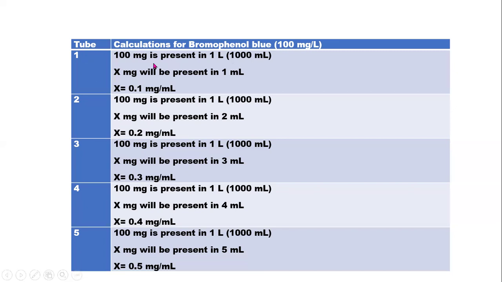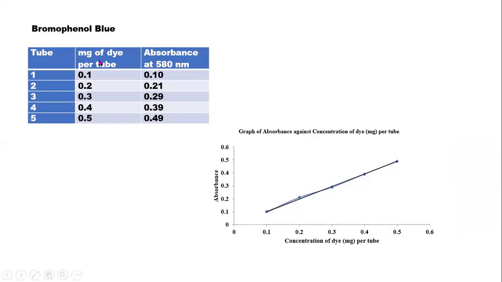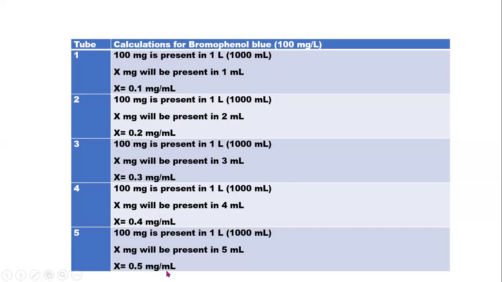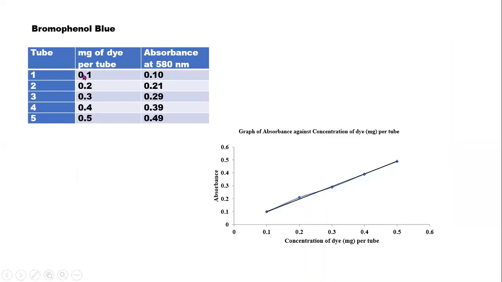You pour the content of the dye inside the cuvette and you take the absorbance. So for tube 1, this is the milligram per tube that you have. You have 0.1 up to 0.5. We have already calculated it here. So for each of the tubes, you pour the content inside a cuvette and you measure the absorbance at 580 nanometer or any wavelength that is suitable for the experiment. So you have your absorbance that you recorded for tube 1, this is for tube 2 up to tube 5.